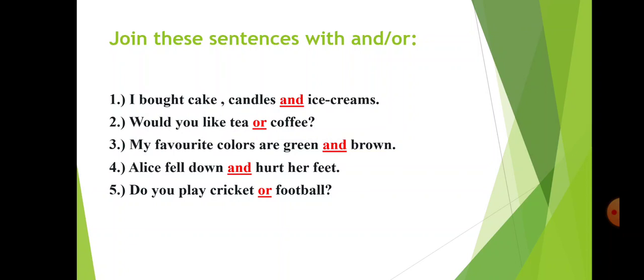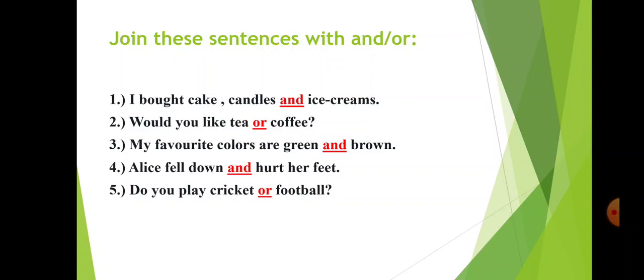Second is, would you like tea dash coffee? Tea or coffee, or will be the answer. Conjunction used because we are asking a person whether he or she wants to have tea or coffee. So here we are giving that person a choice. So or will be the correct conjunction used.